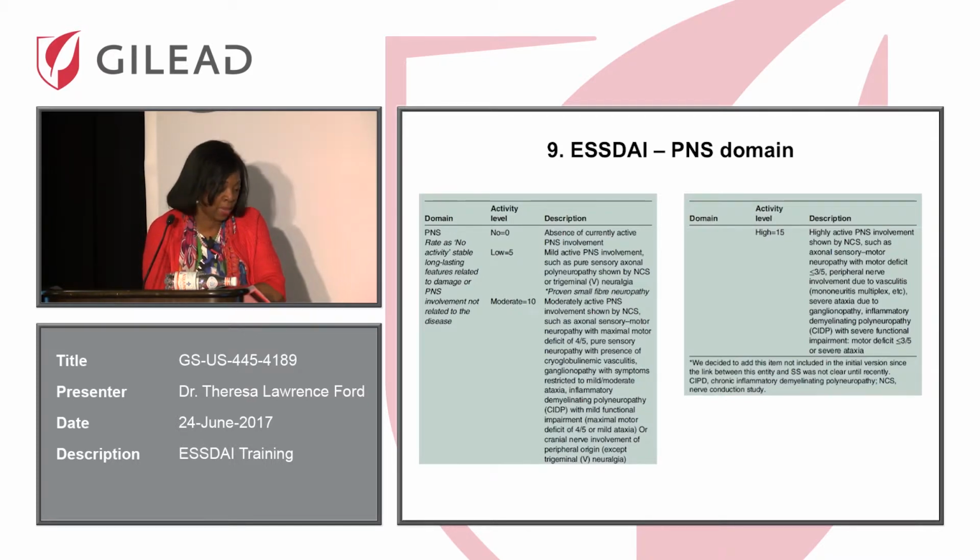Then it becomes high, and these are the patients, obviously, that are going to probably need some more intensive therapy. Highly active PNS involvement shown by nerve conduction velocity, such as axonal sensory motor neuropathy with a motor deficit of 3/5 or less. Peripheral nerve involvement due to vasculitis, so mononeuritis multiplex, severe ataxia due to a ganglionopathy, inflammatory demyelinating polyneuropathy with severe functional impairment with motor deficit of 3/5 or less, or severe ataxia.